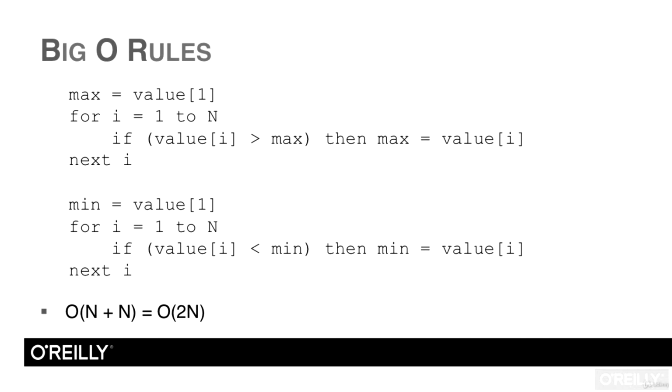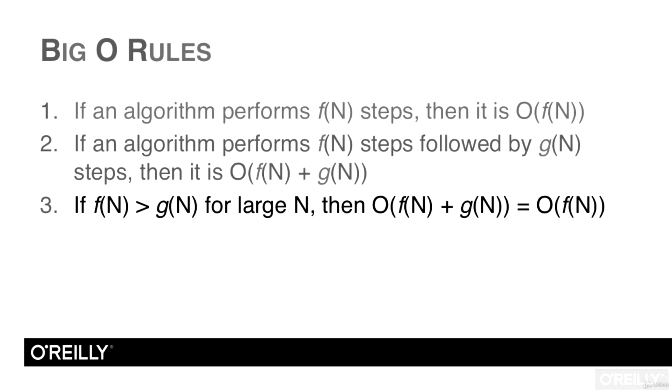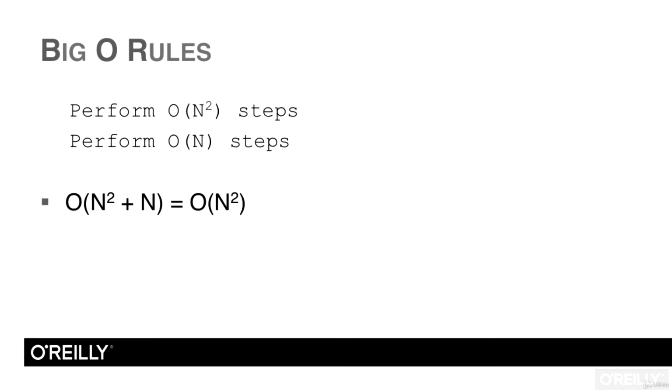The third rule says, if the function f is larger than the function g for large problems, then you can simplify f plus g to be just f. Basically, this says you can round up. Because f is larger than g, eventually the function f will dominate the runtime, so you could ignore g. For example, suppose an algorithm performs order n squared steps followed by order n more steps. The function n squared is bigger than the function n for large n, so this algorithm's performance is order n squared.